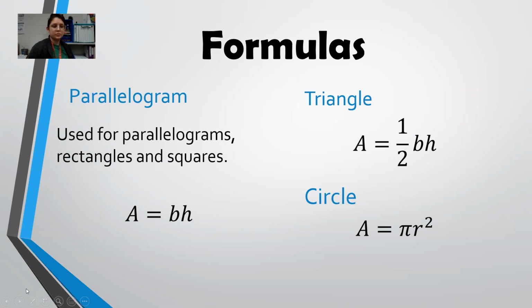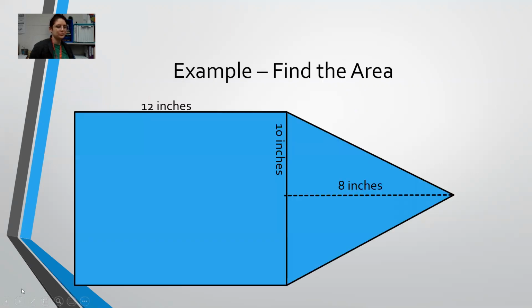So there are three formulas we will be using. The formula for a parallelogram, which can also be used for rectangles and squares, because rectangles and squares are types of parallelograms. We're going to use our triangle area formula and our area formula of a circle. If you need more information on circles, I will link that in the description box below. So let's go ahead and get started with some examples.